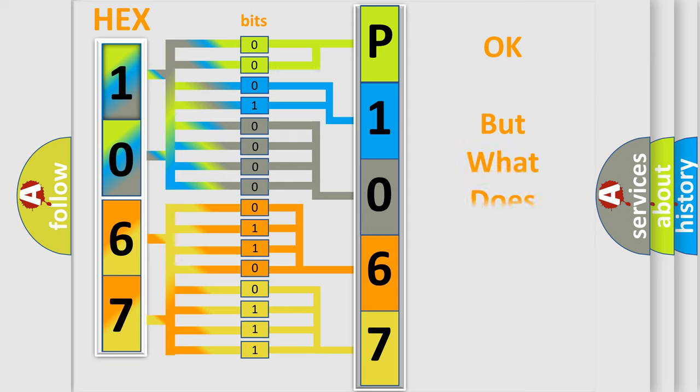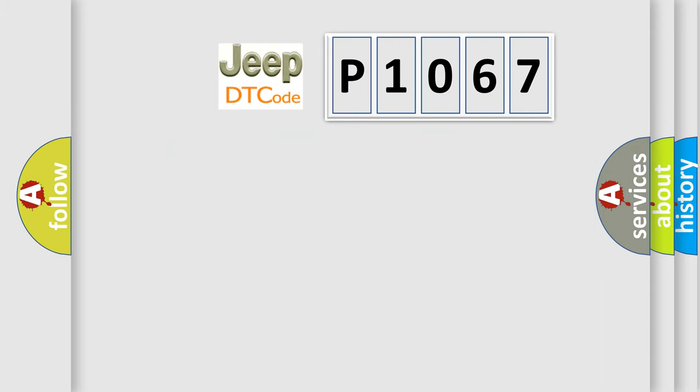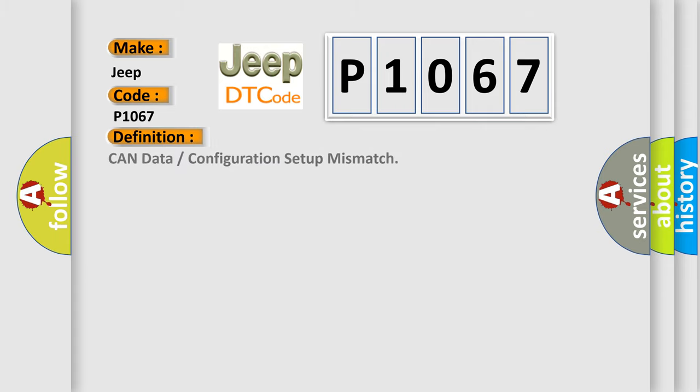The number itself does not make sense to us if we cannot assign information to what it actually expresses. So, what does the diagnostic trouble code P1067 specifically mean for Jeep vehicles? The basic definition is: CAN data or configuration setup mismatch. And now this is a short description of this DTC code.